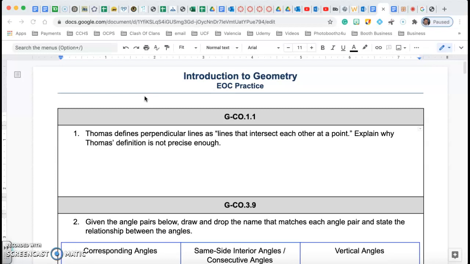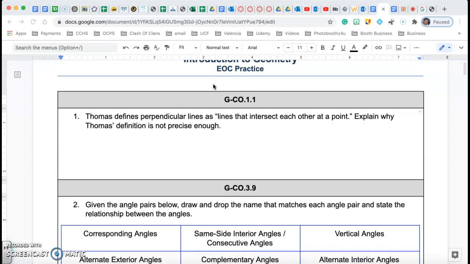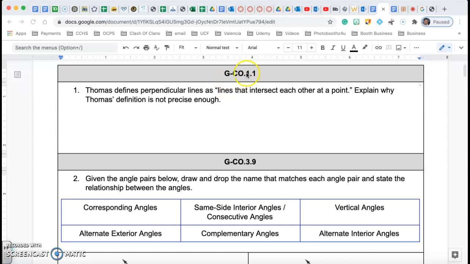So I'm taking this from the county. Let's practice. We're gonna start with introduction to geometry. There's gonna be a series of videos, and our first ones are gonna be introduction. So we're gonna review the beginning. Let's start. Question number 1. Here's a standard, just in case you wanna search for it. I'm not gonna go over that.